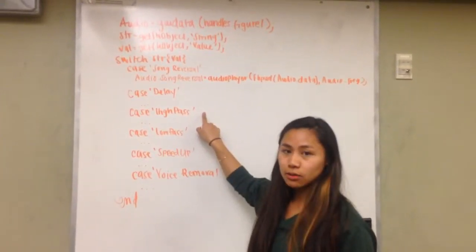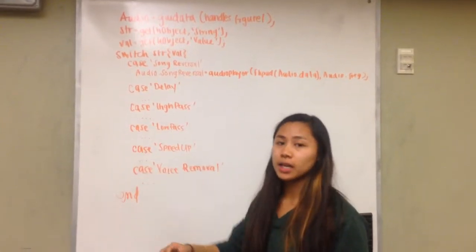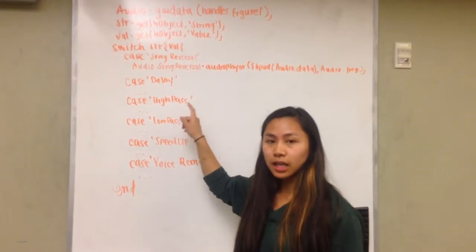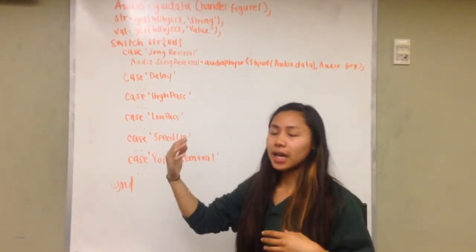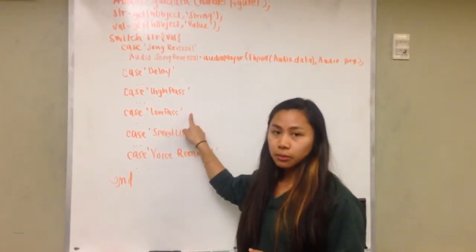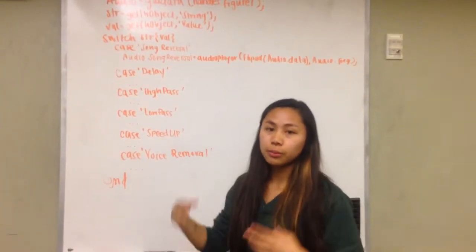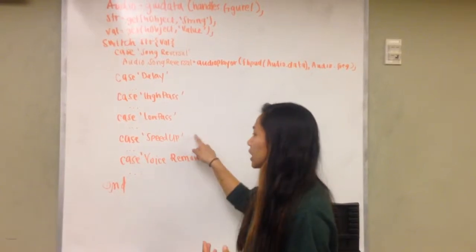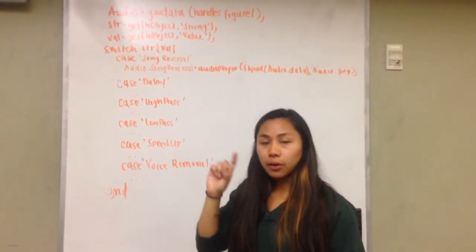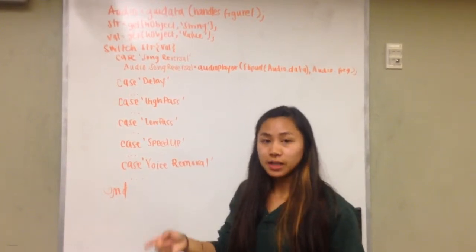High pass is a for loop and it creates a more boosted bass. However, since the for loop takes the length of the audio data, it's going to take a really long time to go through. Low pass is the treble boosted, but also because it's a for loop, it takes a very long time to do. Speed up, we times the sample period by 1.5, so it plays 1.5 times faster.